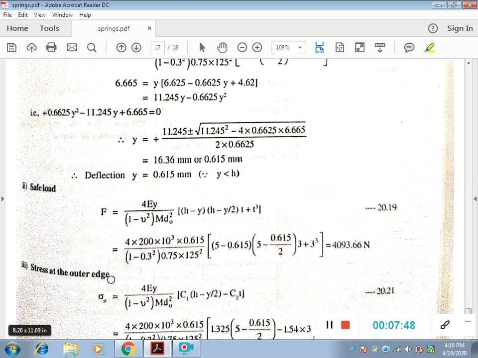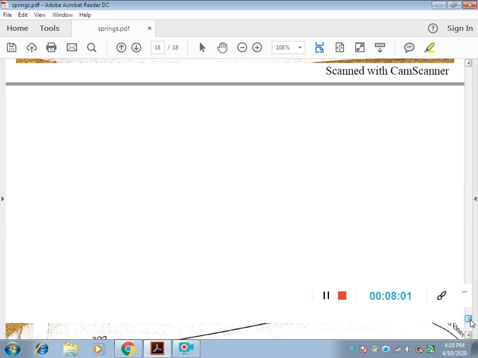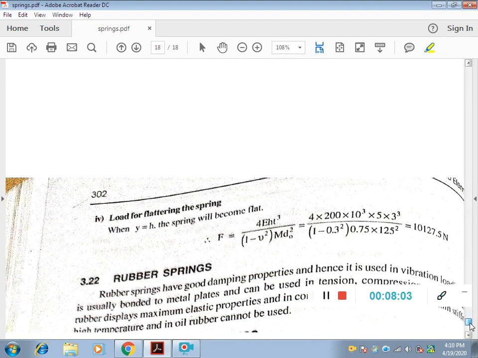Clear? Stress at the outer edge is asked. Write that equation as it is. Then we get the answer 73.706. Clear? Next, last one is asked, the load for flattening. Let F equal 4Eh t over (1 minus v square) M d naught square. Then put once again all the data here. I get the answer. Clear? Here y equal to h.